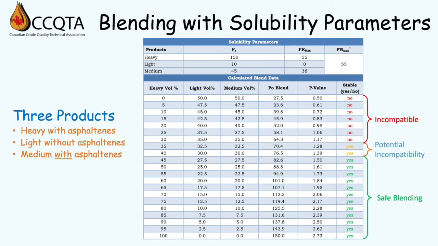This last 3 crude blend uses a heavy crude with a high P0 and adds a medium crude that also contains asphaltenes and has an intermediate P0. This blend has a stability region even higher than the last example, again as long as it's blended in the correct order of light into heavy, so bottom to top. Note that the medium crude does have an FR max, however the FR max of the heavy crude is still higher, so it's used in the p-value calculation.